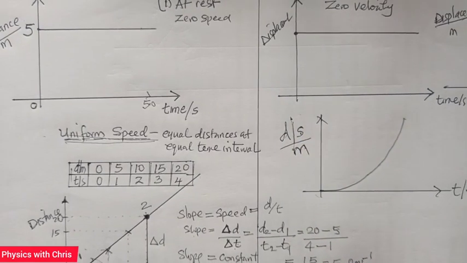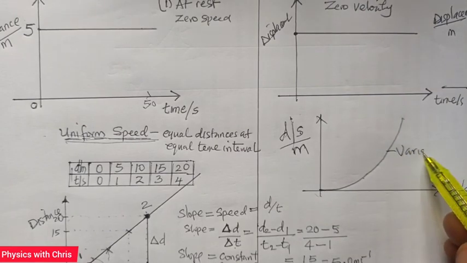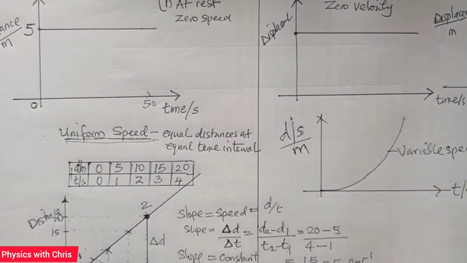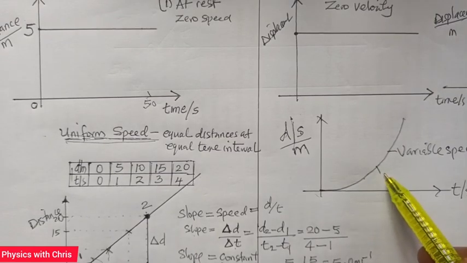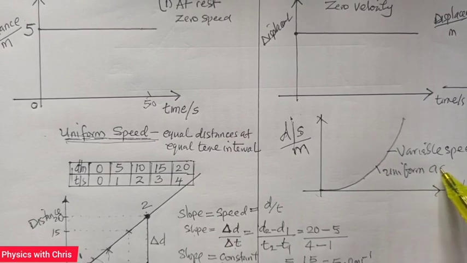Here, it means that the speed of the body is not constant. The velocity is not constant. This is a graph of variable speed or velocity. And if the velocity increases at a steady rate, it means this is a graph of uniform acceleration. We can call this the graph of uniform acceleration.